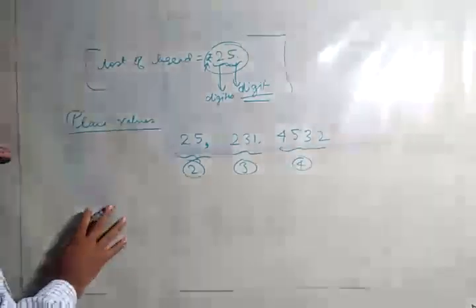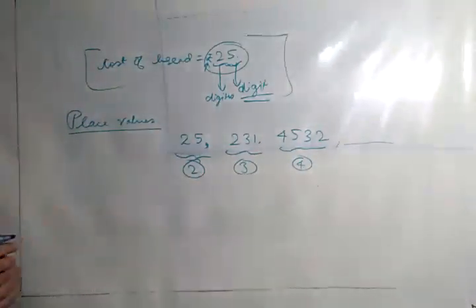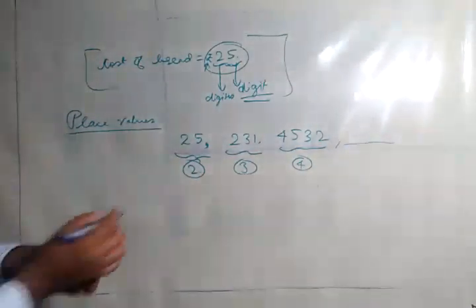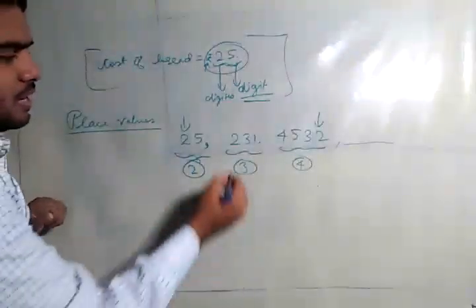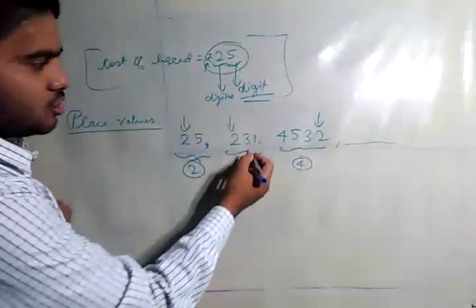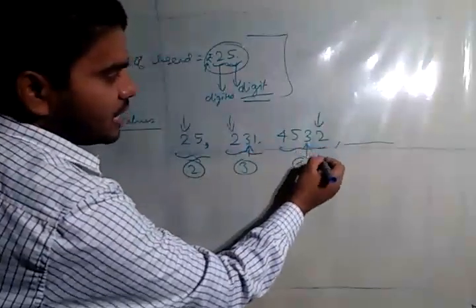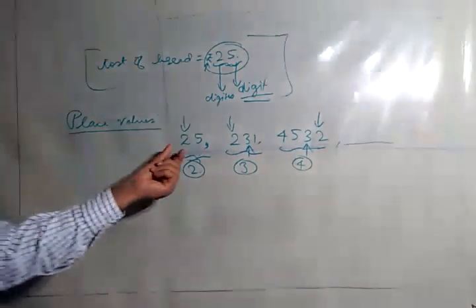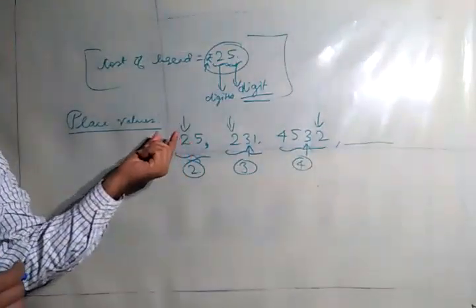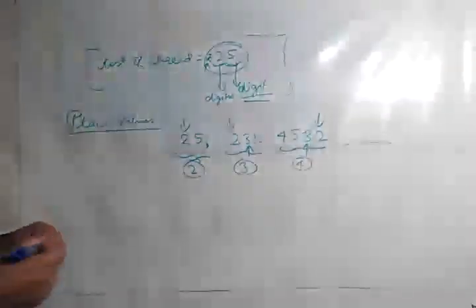Now what is the place value? What is the meaning of place value? That means here you are seeing 2 is here. Here you are seeing 2 is at this place. Here 2 is at this place. 3 is at this place and 3 is again at this place. So place means position. What is the position of this 2? What is the position value or place value?